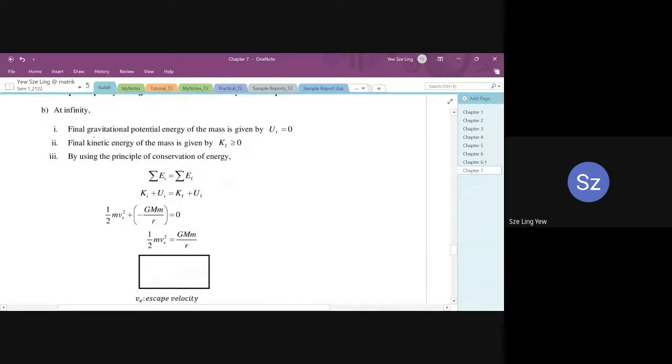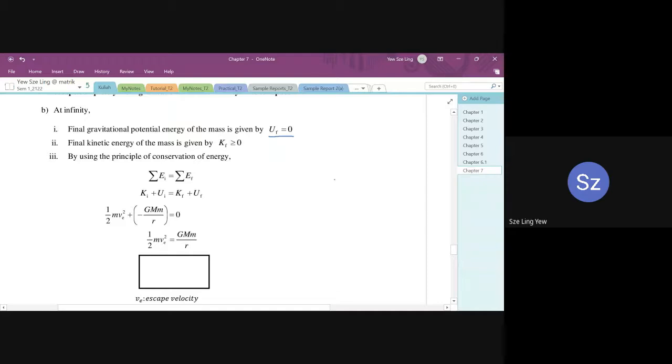So at infinity, the gravitational potential energy is no longer a value, it is equal to 0. Why? Because it has already escaped from the gravitational field. Therefore, gravitational field strength is now equal to 0. So no energy is needed anymore. And the final kinetic energy of this mass is given by K greater than or equal to 0.